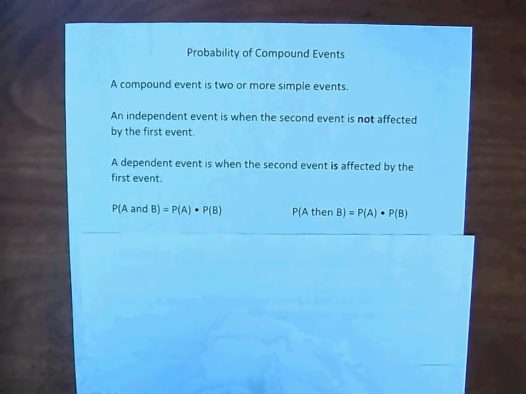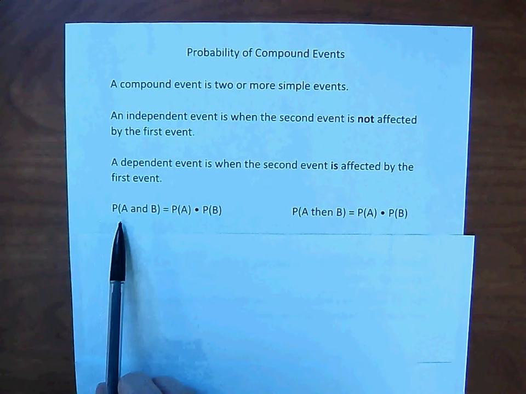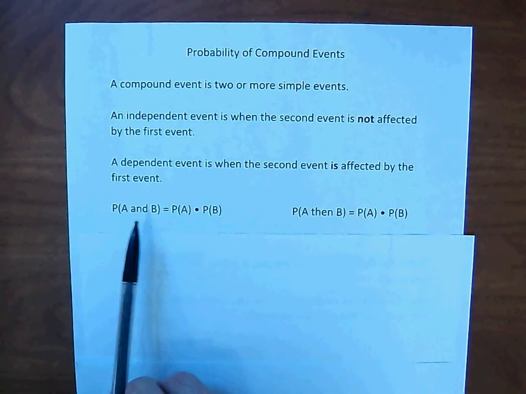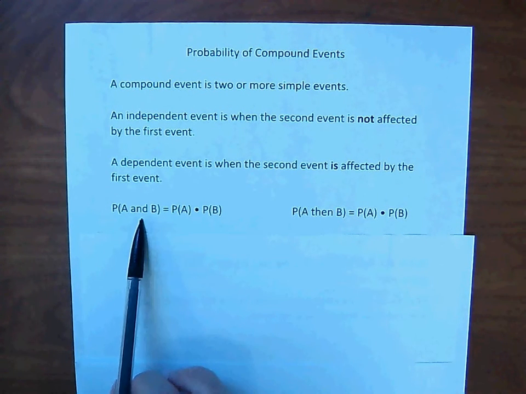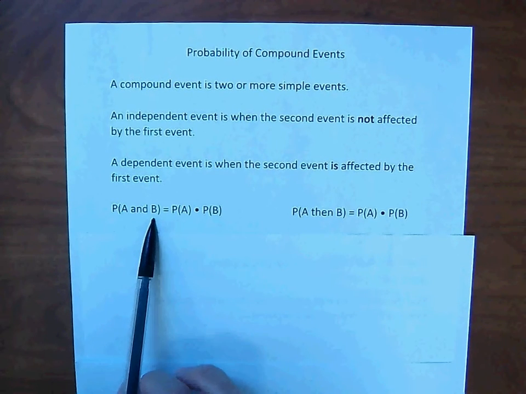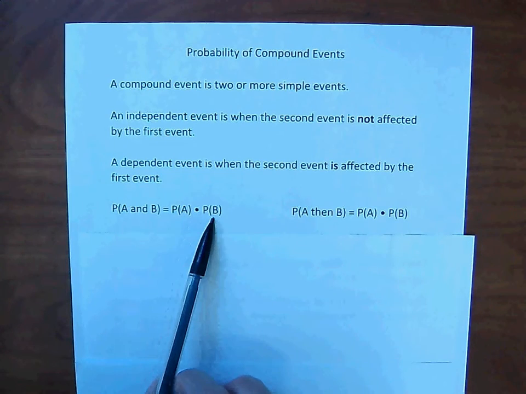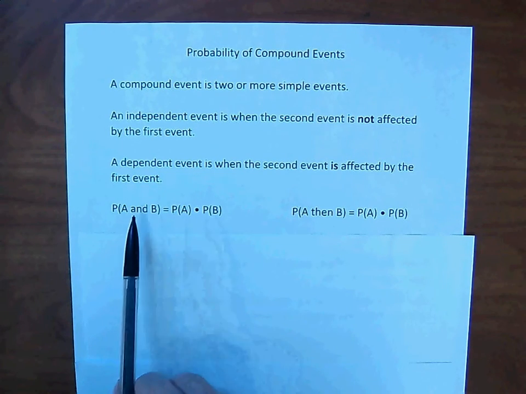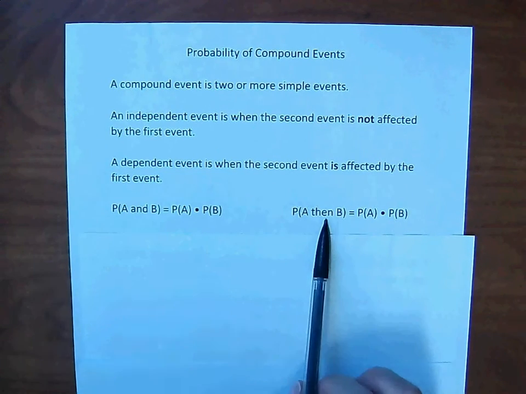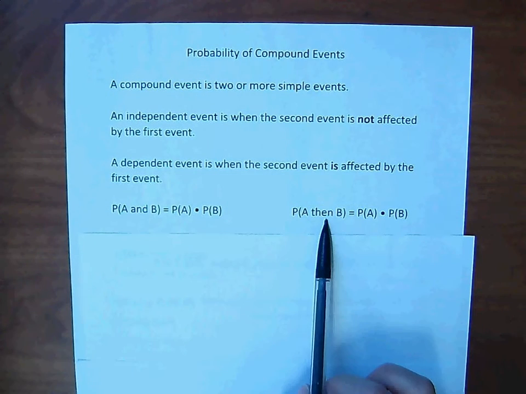So you're going to see probability of A and B, meaning the probability of the first event and then the probability of the second event. And the way you solve that, it's the probability of the first event times the probability of the second event. Sometimes you'll see and, or sometimes you'll see the word then. Sometimes you'll see the words and then.